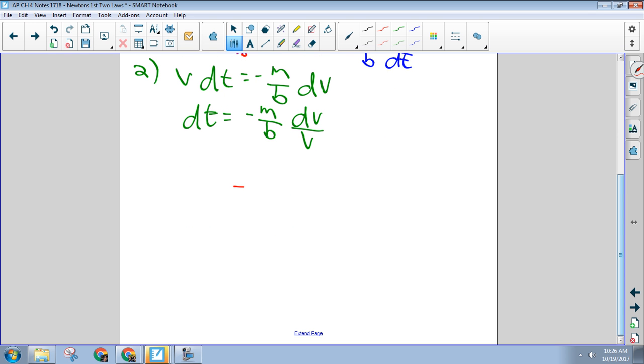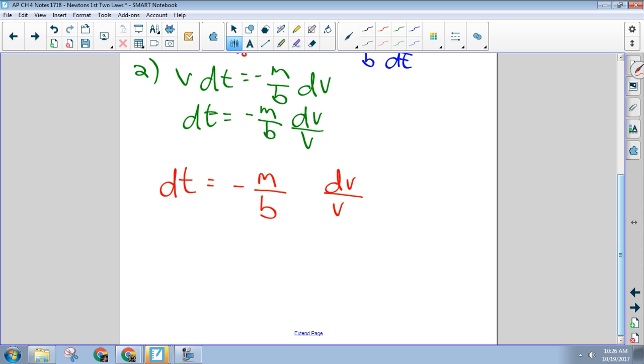So we've got negative m over b. That's just a constant, right? So that doesn't affect anything. Times dv over v, right? And I left a little space. If you wrote that down, leave a space because I'm going to put something in there. All right, and on the other side, I've just got a dt, right?